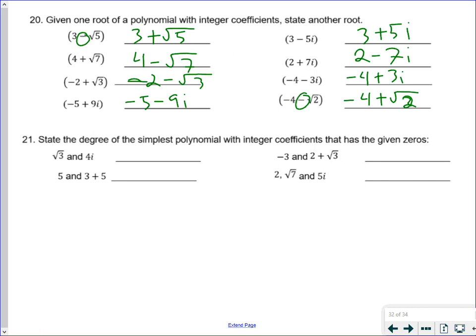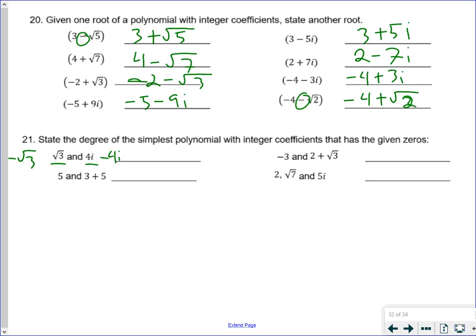Okay? Next, for number 21, we're going to state the degree of the simplest polynomial with integer coefficients that has the given zeros. So with root 3 and 4i, I remember we just talked about it. If you ever have a root or a zero with a square root or an imaginary number, it has to come in pairs. So if root 3 is a zero, negative root 3 also has to be a zero. You either have both of them or you have neither of them. And if 4i is a zero, then negative 4i also has to be a zero. So those are our 4 zeros for this polynomial here.